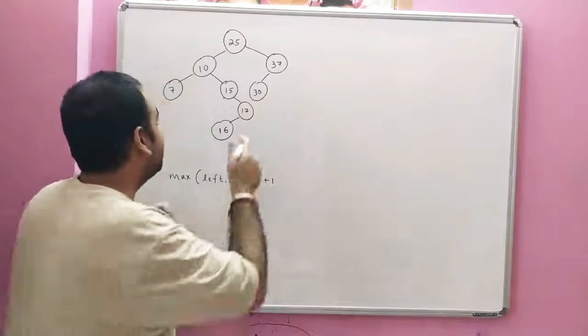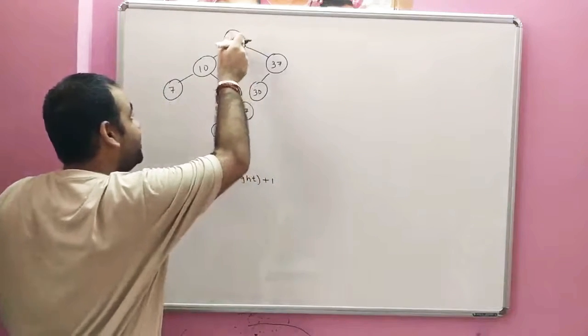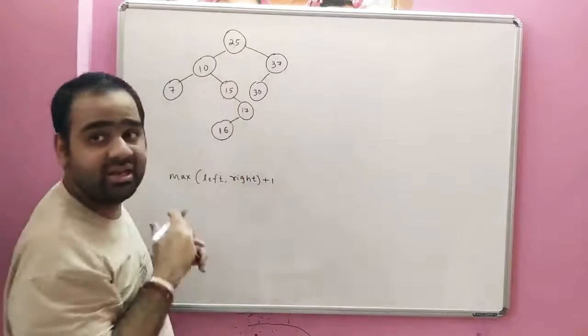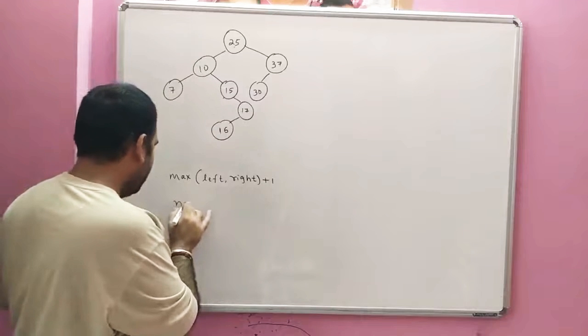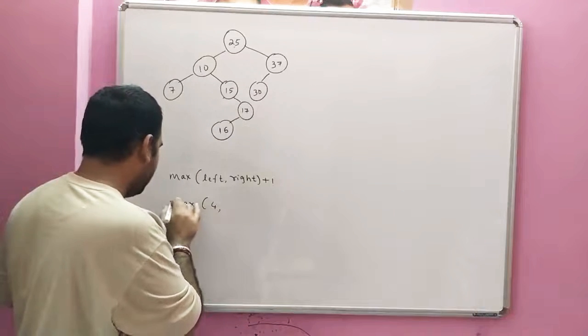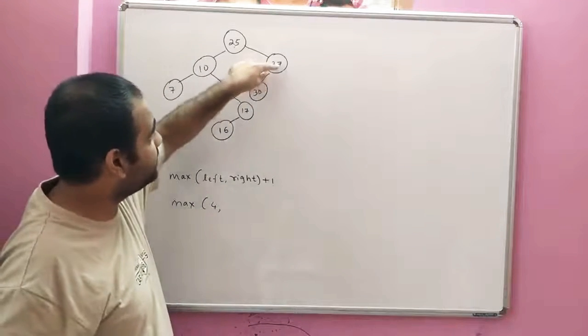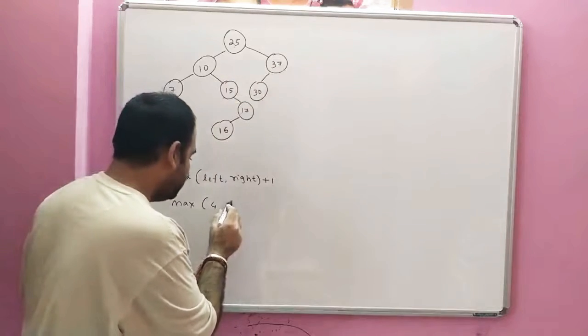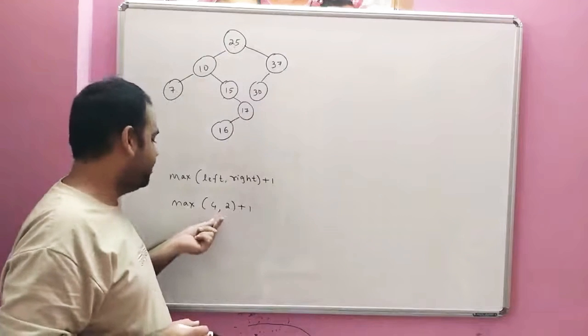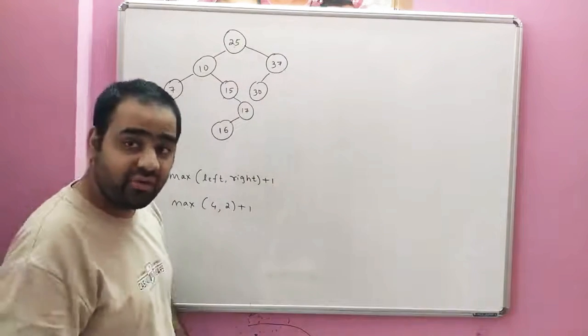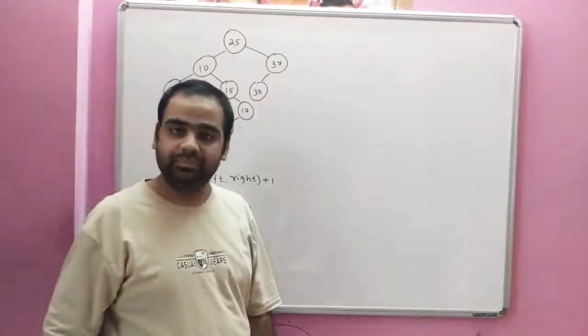Why plus 1? Because what is the depth of the node on LHS of 25? It is 1, 2, 3, 4. Therefore I say max of 4 on LHS. What is the depth on RHS? 1, 2. 2 on RHS, plus 1 for this node as well. Therefore, max of 4 and 2 is 4. 4 plus 1 is 5. Therefore, the height of this tree is 5.